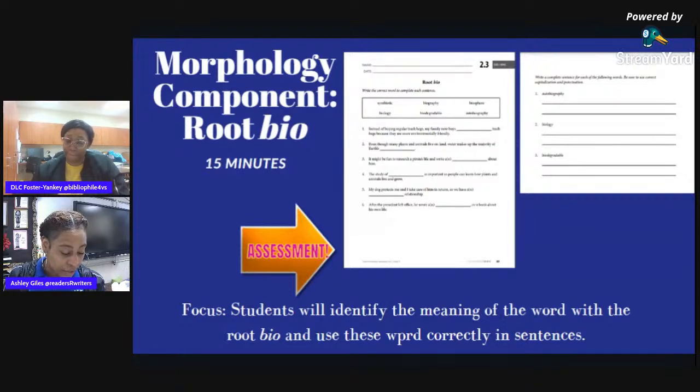And then for your check for understanding, it says have students provide a sentence using the word biology on index cards or sticky notes. So they just have to use the word in a sentence.